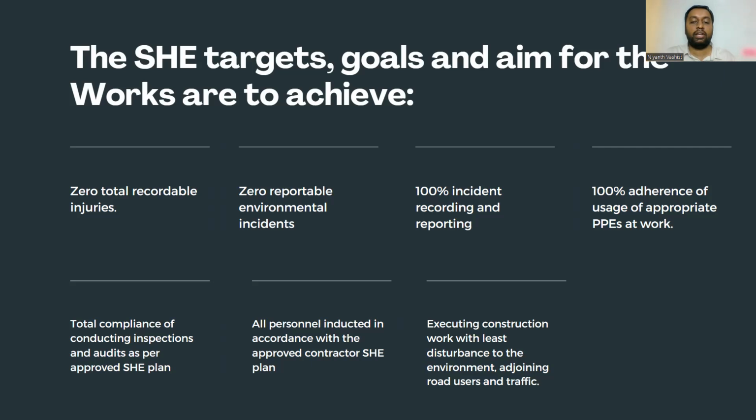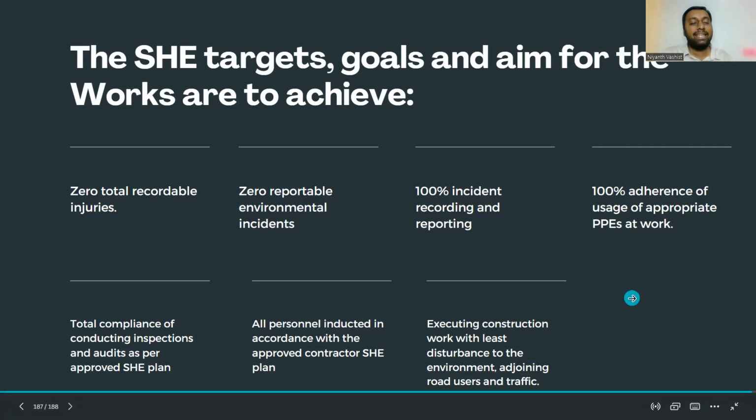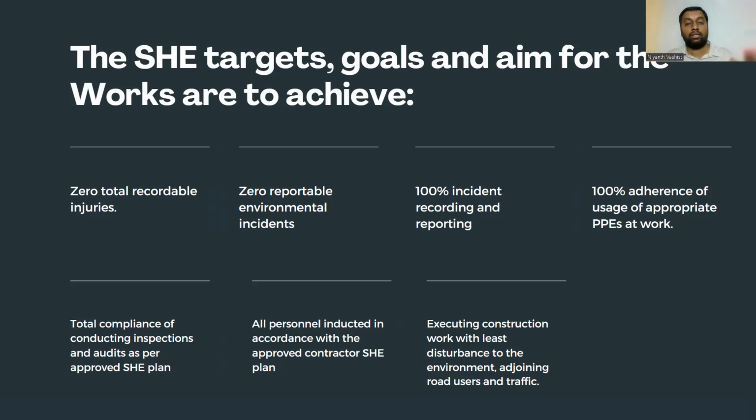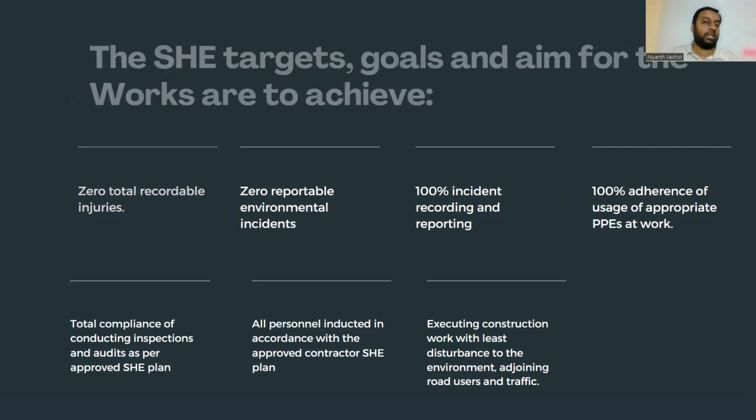The last one will be in terms of executing construction with least disturbance to the neighbors and adjoining parties. So make sure that the noise, the transit, and any of those wastes that need to be put up are not a hindrance or affecting the neighboring society, because even if that instigates an incident or an accident, that also will be the responsibility of the client or the contractor. Hence, it is very important for us to understand the procedures at site as well.